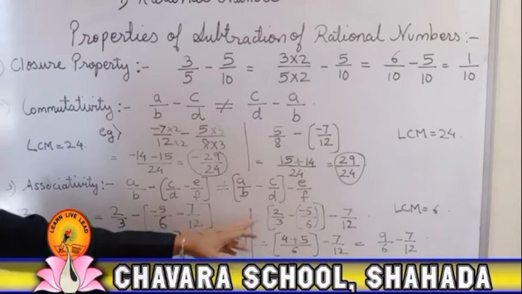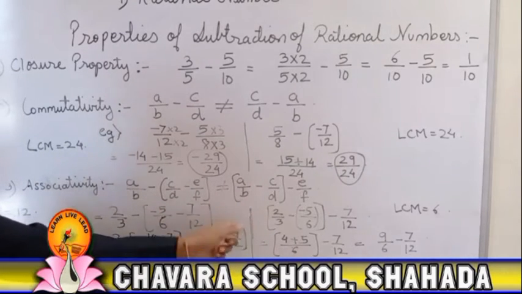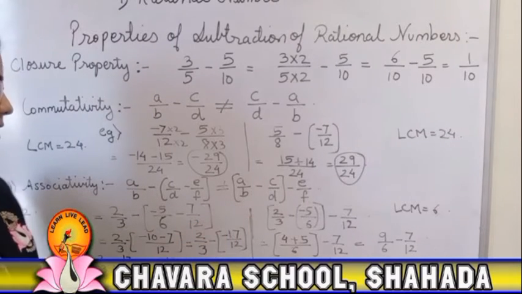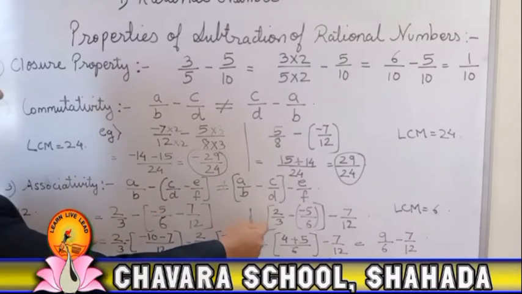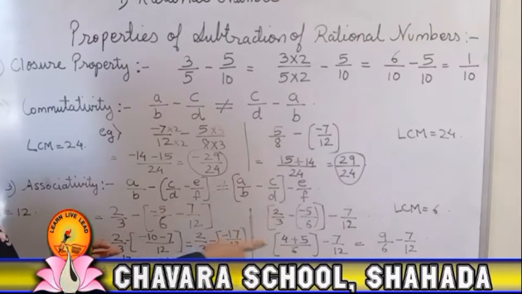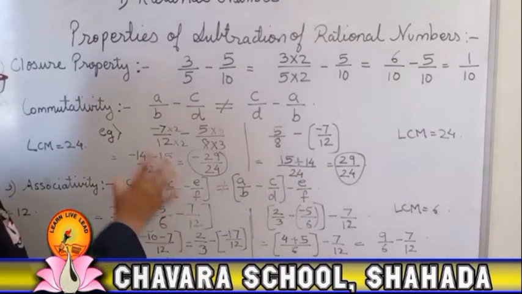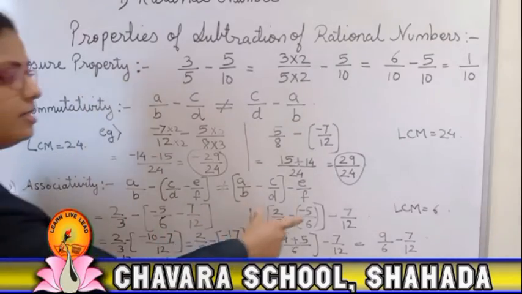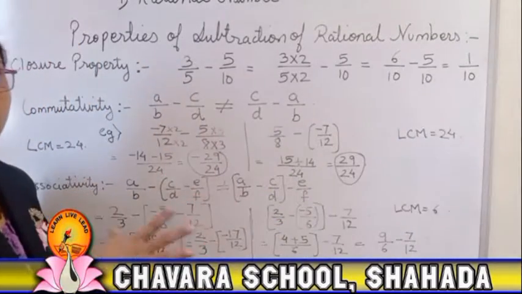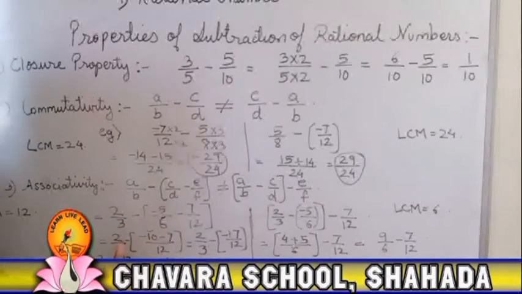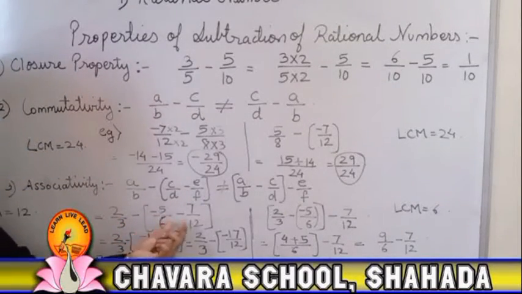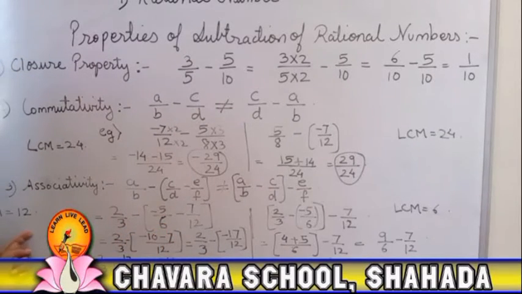Same way, we will just place the bracket in a different place. On one side the first term is not included in the bracket, and on the other side the first and second term are in the bracket. Here we first solve the second and third terms, and there the first and second terms. According to that, we go for this example. Now, what will be the LCM of 6 and 12? The LCM will be 12.